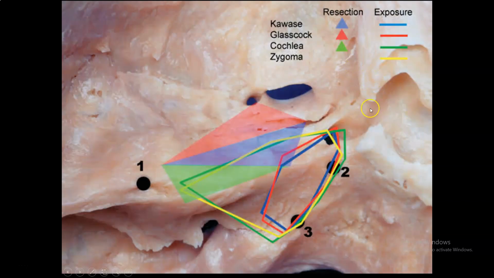This is a left side, a very nice view to explain what we want to say. This is the greater superficial petrosal nerve. This is lateral to it: Glasscock's triangle, as we said, in the floor of the middle fossa, where you can expose the carotid if you need proximal control in cavernous surgery. And medial to the greater superficial petrosal nerve, in the surface of the petrous bone, is Kawase's triangle. So this is in the floor and this is the anterior petrous bone. This is lateral to the greater superficial petrosal nerve, and this is medial to the greater superficial petrosal nerve.